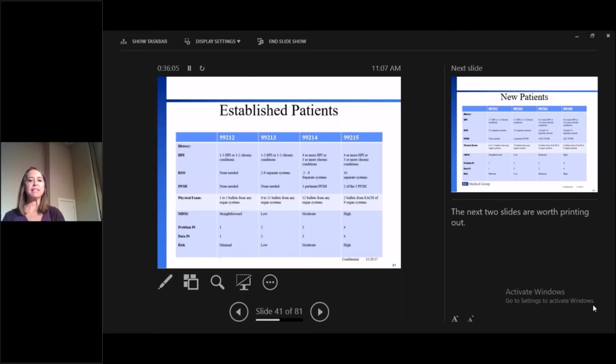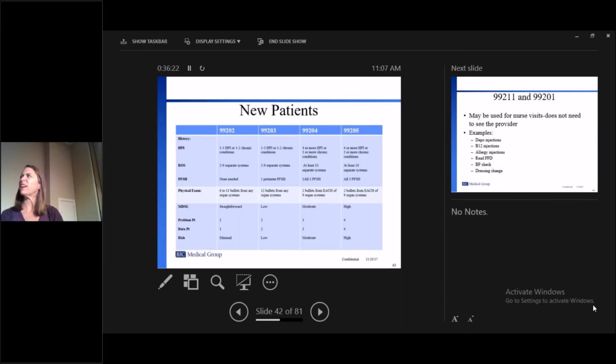My problems need to be 3, my data points need to be 3, and my risk needs to be moderate. So I think that this is all in one slide, a nice, easy thing. Whether you're new, whether you're established as a primary care provider, I think these are the most helpful things. Spent a lot of time trying to get that together and make it look good. I'm a visual kind of gal like that. So this is the one for the new patients.